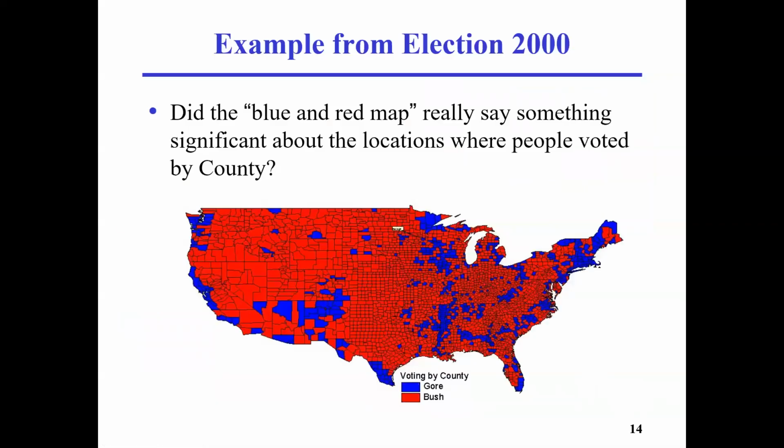And the application could be this. Did the blue and red map really say something significant about the locations where people voted by county in the 2000 presidential election? This is a US map by counties, voting by county. Blue counties are for Gore. Red counties are for Bush. Let's just take a glance here. Do you think there is spatial autocorrelation here?